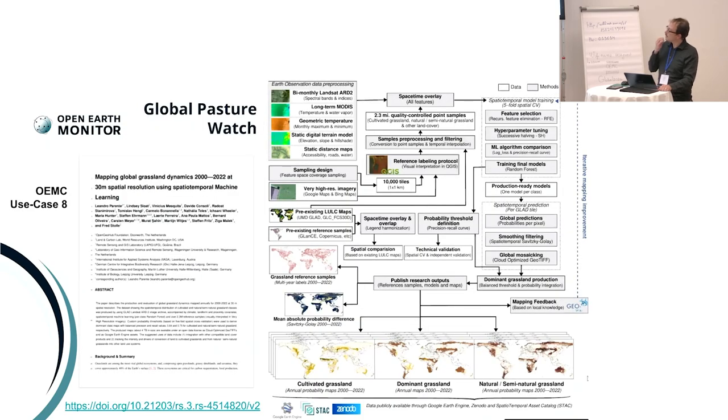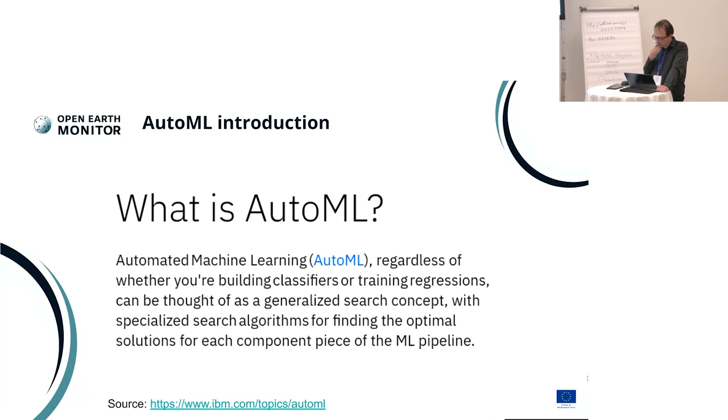We actually tested this to produce the cultivated grassland and natural and semi-natural grassland product. We have a publication that is under review now. Here it's more about the method. I will not explain it, but just to say that we are putting it into practice. Okay, so this is basically how we are producing maps today.